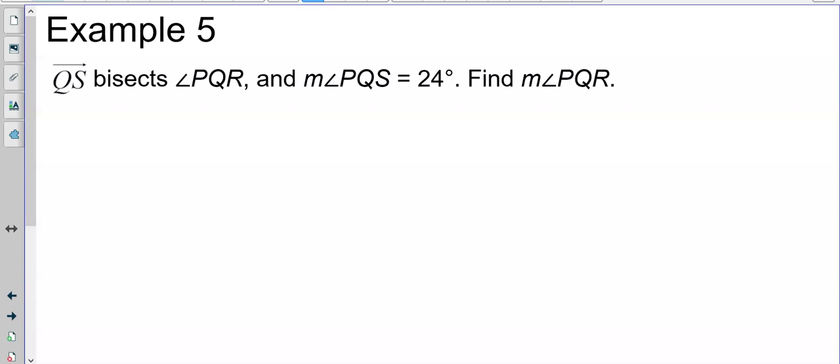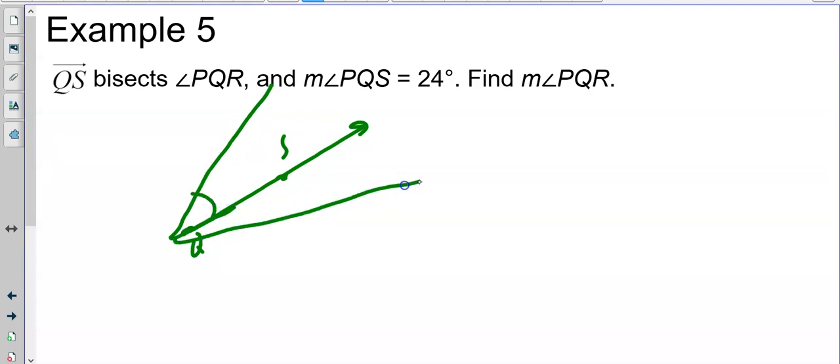Now, here we need to do a drawing. We weren't given one. So QS bisects. So here's Q. Here's S. Bisects PQR. That means that this angle here is going to be equal to this angle here. So I'm going to try to draw it about the same size. So here's PQR. Bisects means it cuts it in half.